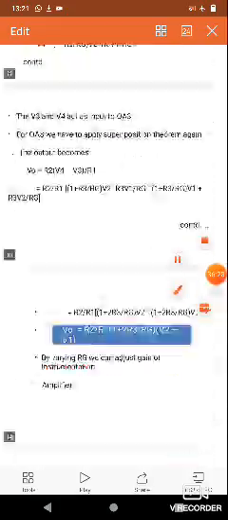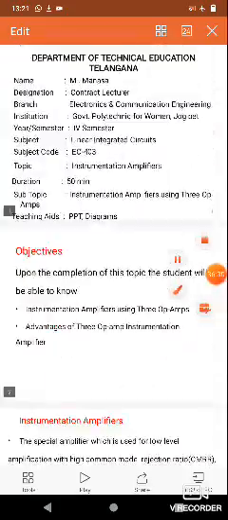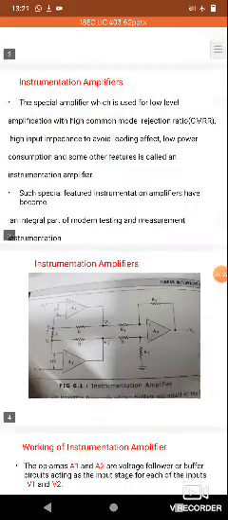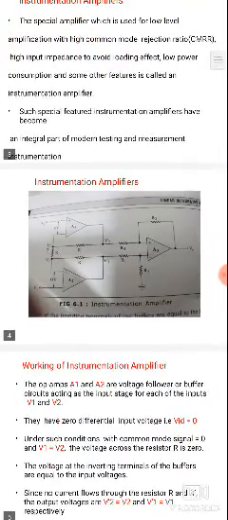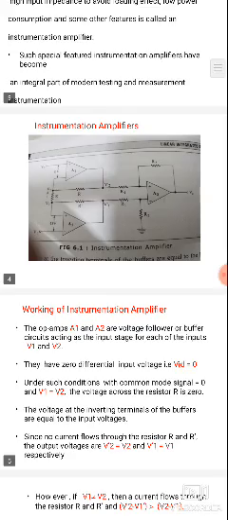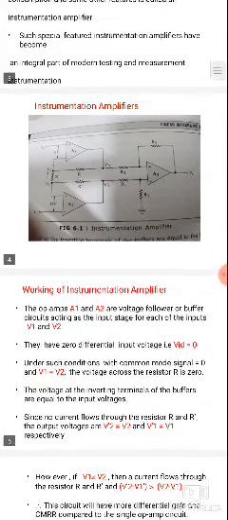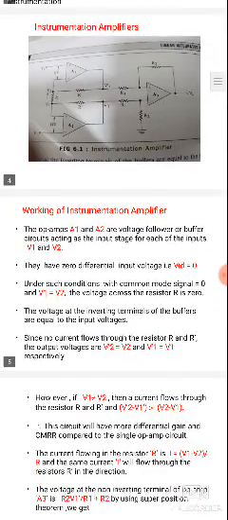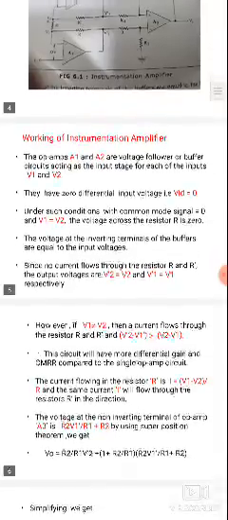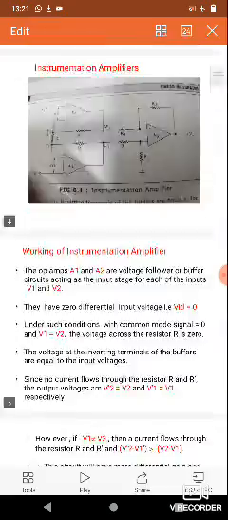So today we have completed the instrumentation amplifier first. It is a low level amplifier used for high CMRR, and it also amplifies low level signals. It has low noise and high accuracy. Next, it contains 3 op-amps. The 2 op-amps' outputs are connected to the third op-amp.